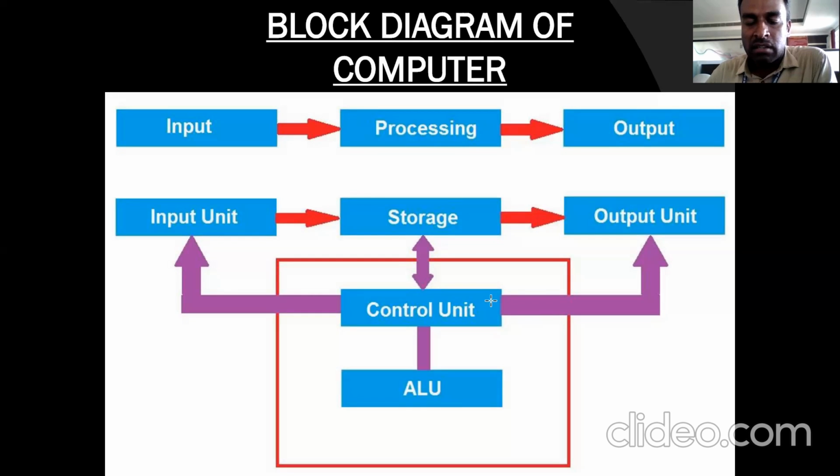We also have two other units called the control unit and the ALU. ALU is nothing but the arithmetic and logical unit. The control unit controls all the input devices, output devices, and storage devices. So this is the block diagram of a computer. Now let's see the process for all the units, that is, the working principles of all the units.